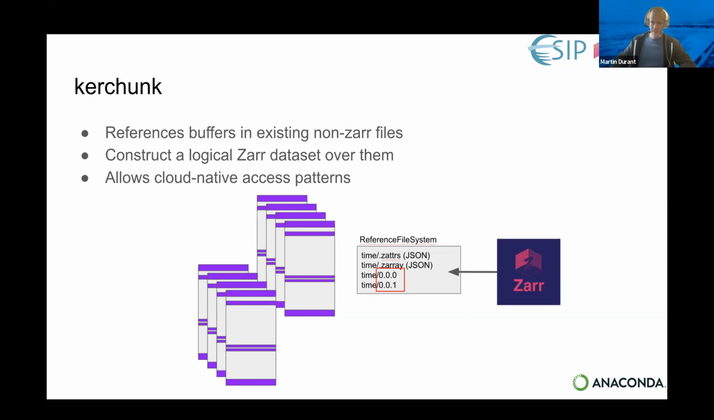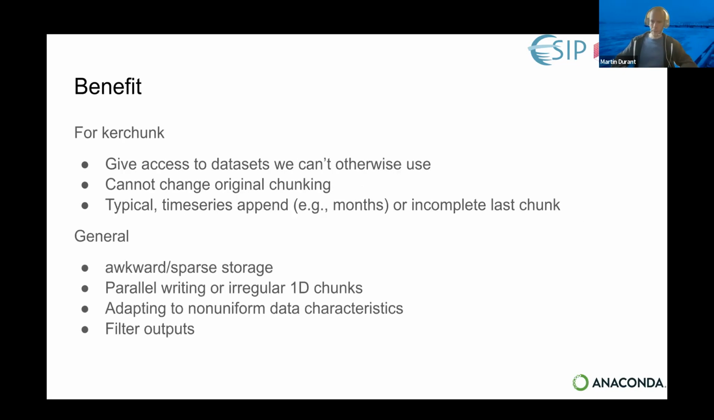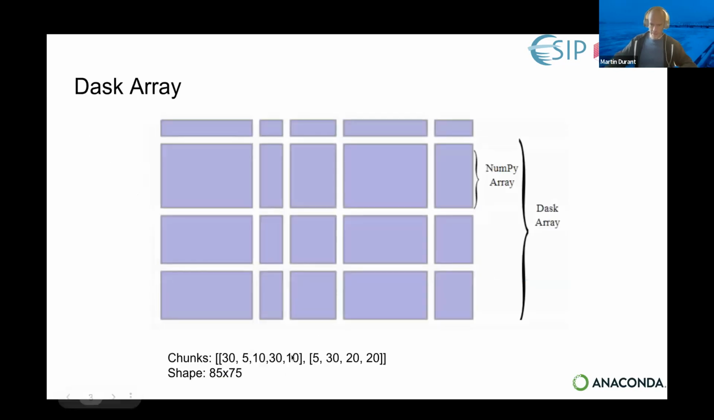So that's the background, and the reason that it's important here is because if we have chunks in here, these individual binary buffers that don't happen to meet the restriction in Zarr that they have to all be exactly the same shape, then Kerchunk just cannot represent them in Zarr. So the proposal is to make the Zarr chunk layout be variable in the way that it is for Dask arrays. So each chunk is still a rectangle. For any particular X, you have a well-defined shape of each of the chunks along there. And the only thing that you need to describe the whole chunking scheme for the whole of an array is a list of chunk sizes in each of your dimensions. So that's a list of one-dimensional lists, which was what was this thing here. This is in 2 dimensions. That's what I mean.